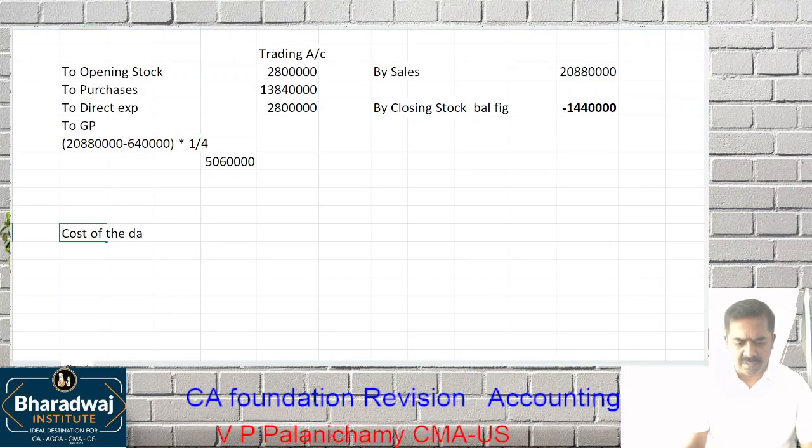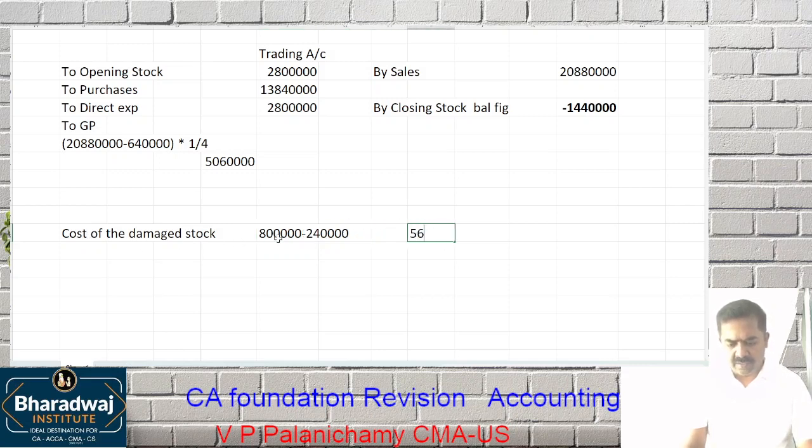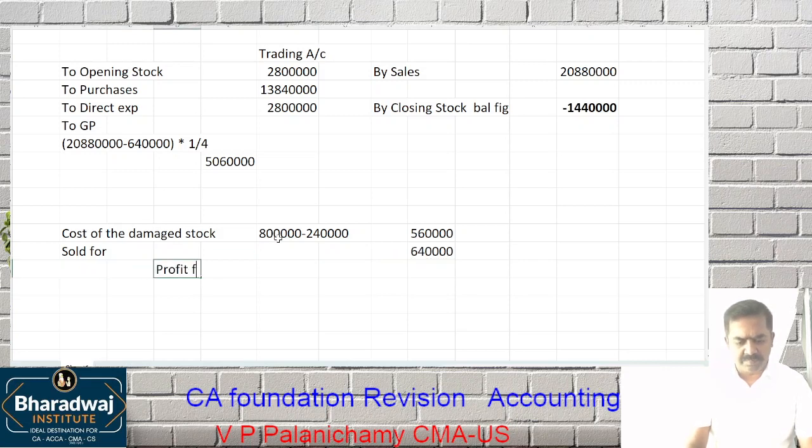Cost of the damaged stock. 8 lakhs minus எவ்வளவு, already last yearல 2 lakh 40 எவ்வளவு இருக்குங்க? 5 lakh 60,000. It is sold for how much? 6 lakhs 40,000. This is profit from sale of damaged items. What is the profit from sale of damaged items? 80,000. So this is gross profit first on normal sales.